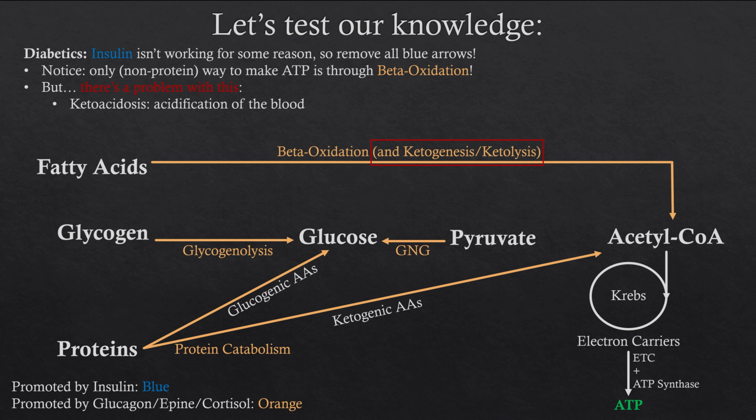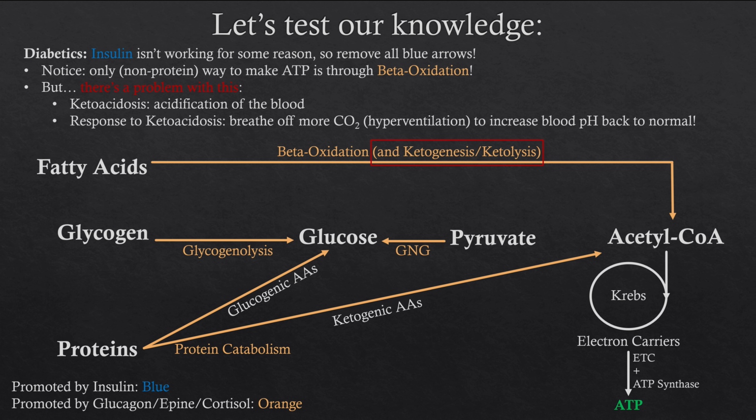Okay, long story short, diabetics, because they do not have working insulin, they have to resort to producing ATP in a very different way. This leads to ketoacidosis, which is also going to have several other symptoms, most notably for the purpose of the MCAT, hyperventilation, where basically we're going to be breathing off more carbon dioxide. This is going to shift that bicarbonate buffer system in a way that increases blood pH back to normal.